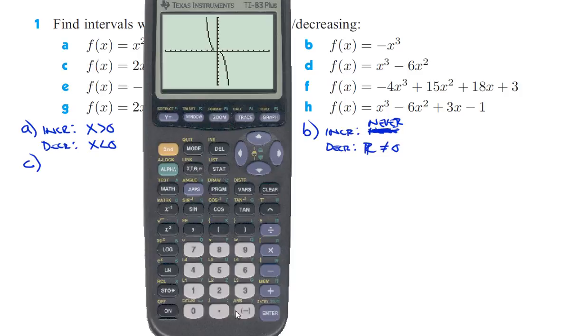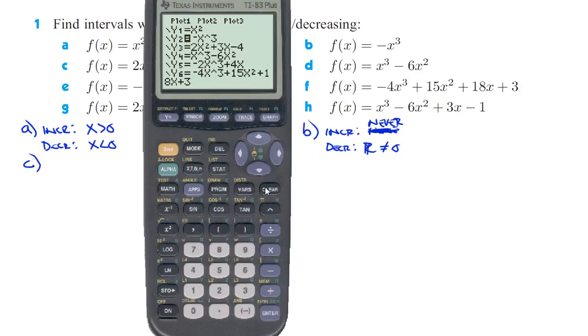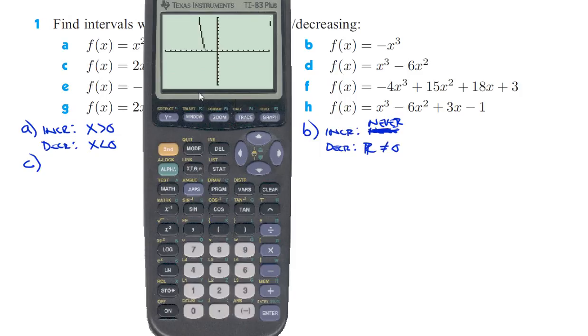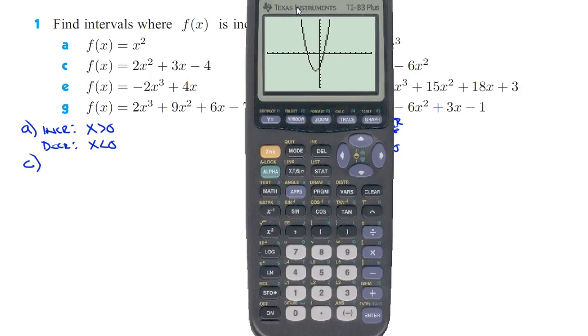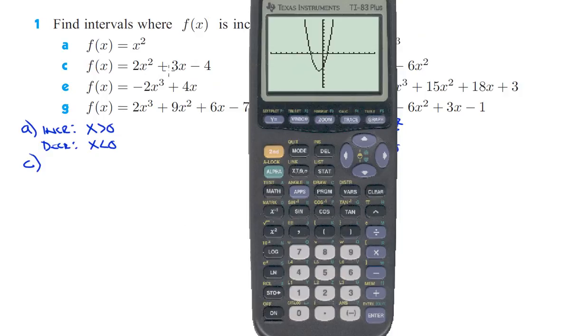C, go back in here, turn that one off, turn this one on, and graph that one. And this is the 2x squared plus 3x minus 4. So again, it looks like it's decreasing all the way up until this point right here, which looks pretty good, like that is going to be at -1.